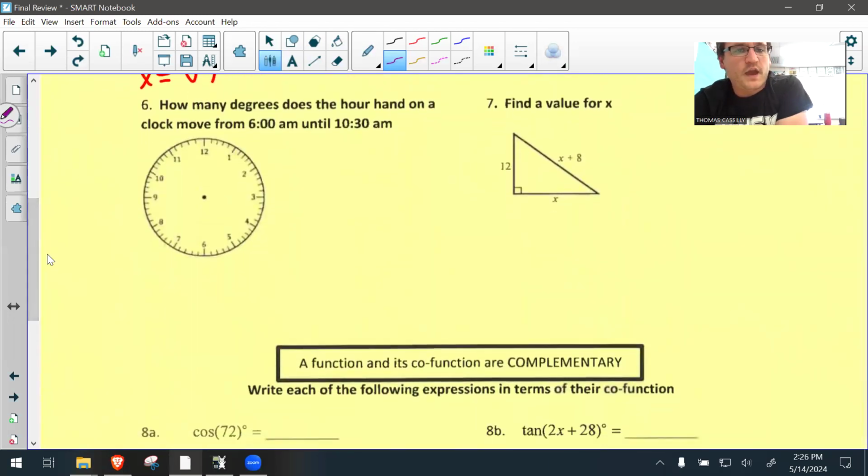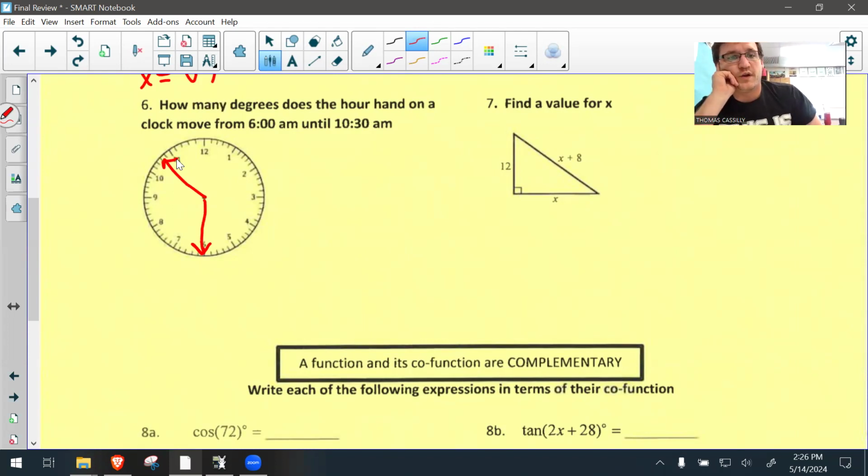How many degrees does the hour hand on a clock move from 6 a.m. until 10:30 a.m.? So 6 a.m. is, I'm going to just draw. I know the hour hand is the short one, but I'm just going to do that. All right, 6 a.m. until 10:30 a.m. That is going to be right here.